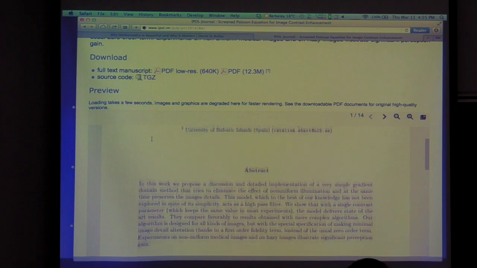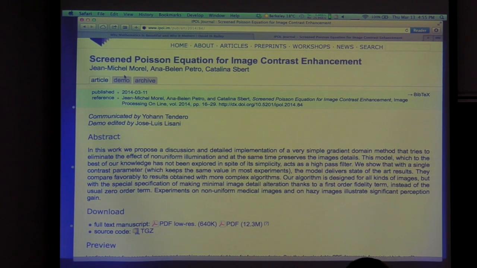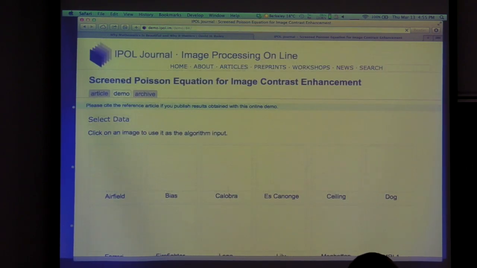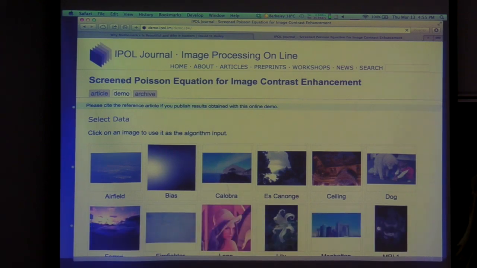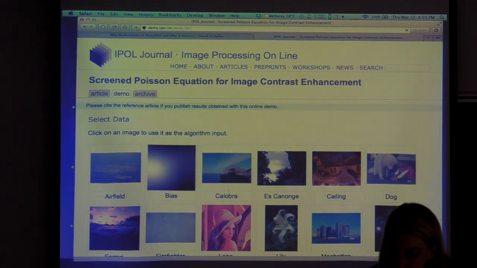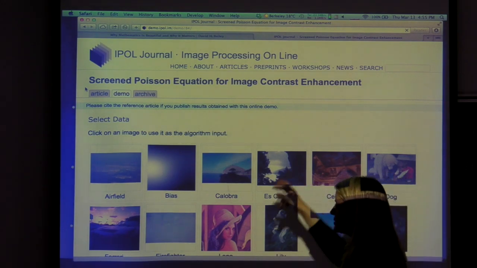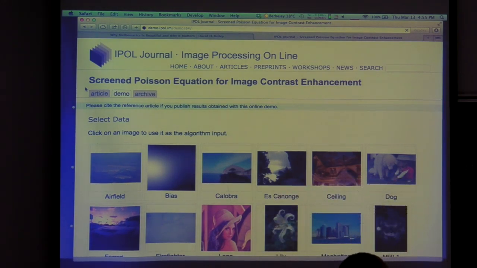So this is what the article actually looks like, a typical scientific article. And you notice these two other tabs here. They've decorated the article, in some sense, on the web page with the data that was used in the paper. So here they're doing the image processing. They have the algorithm implemented. And then what you can do is select data, click on an image, and use it as input. Let's just take whatever this one is.